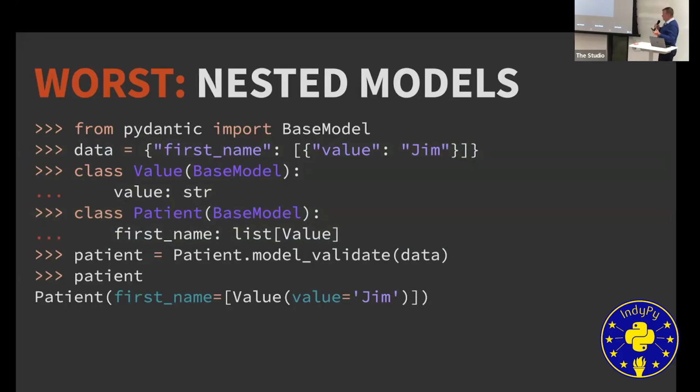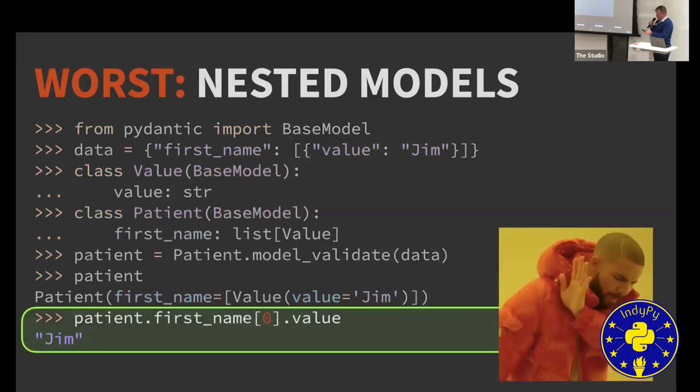Now, I will admit, there's a certain amount of simplicity to this approach. But let's look at what happens when we try to access our patient's first name. Yuck. We have this long value where, instead of just being patient first name, it's patient first name, index 0, dot value.